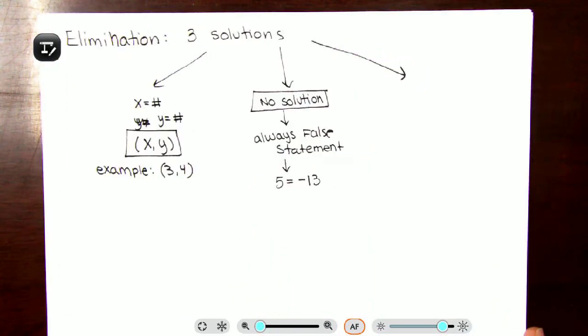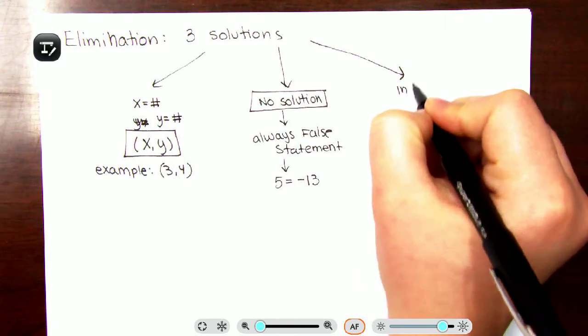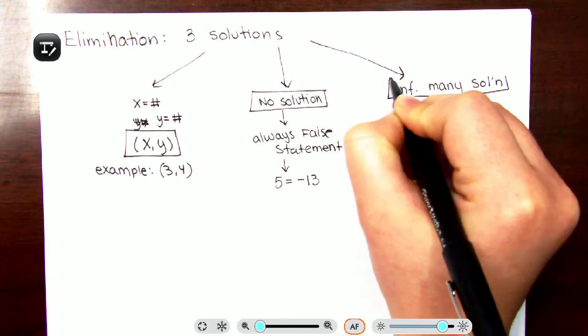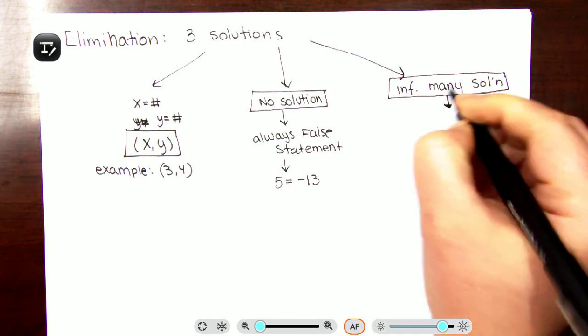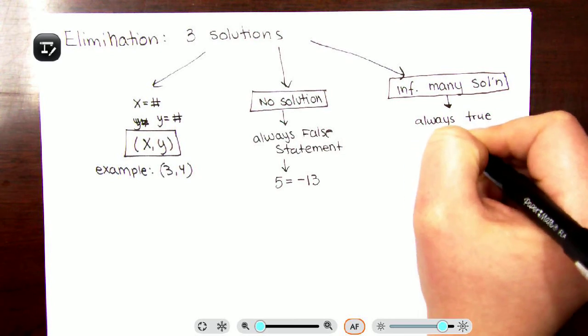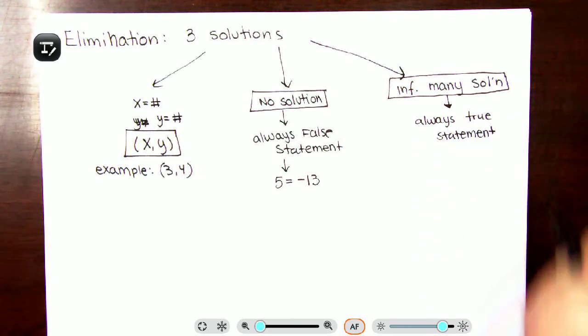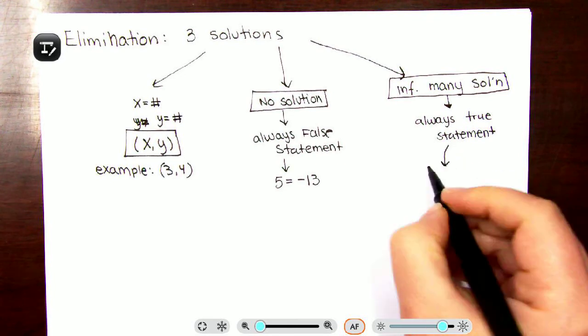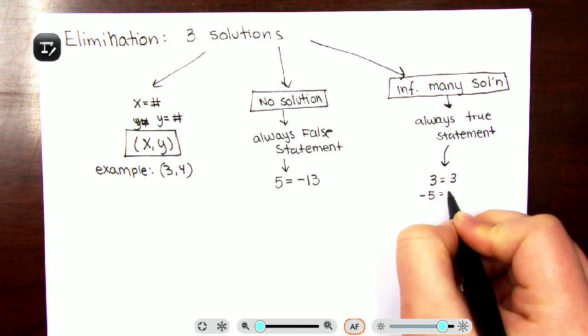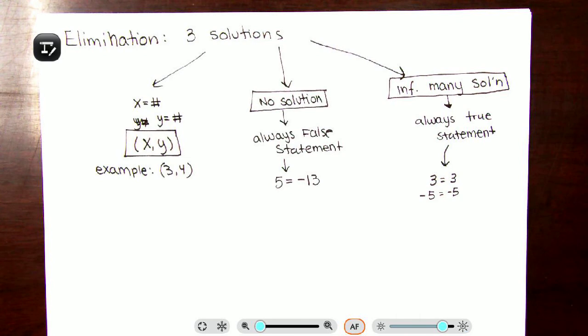On the other hand, you have the infinitely many solutions. So for infinitely many solutions, we will get an always true statement. And so that will look something like, I don't know, 3 equals 3. Negative 5 is equal to negative 5. Does 3 equal 3? Yes. Does negative 5 equal negative 5? Yes. So if you get something like that, your answer is infinitely many solutions.